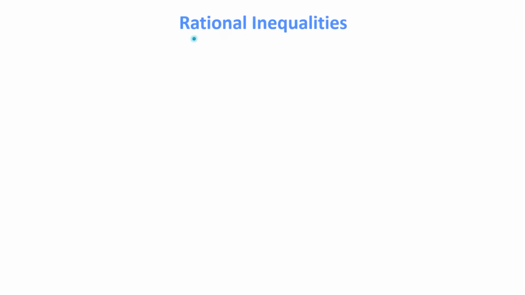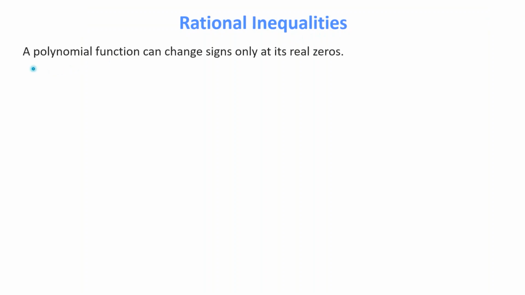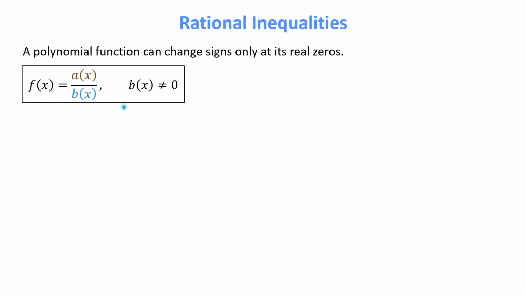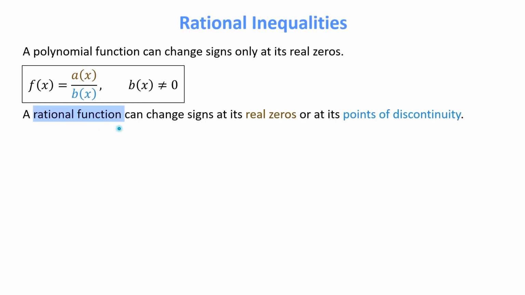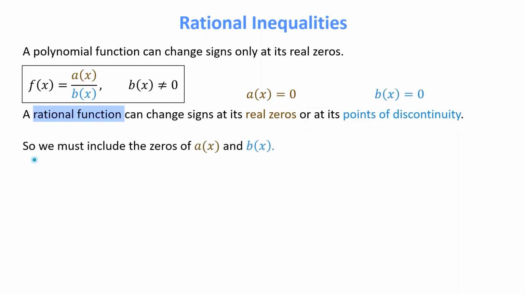So moving on to rational inequalities, if you can remember, a polynomial function can change signs only at its real zeros. So what we have here is a rational function where f of x is equal to a polynomial a of x over the polynomial b of x, where b of x, which is in the denominator, cannot equal 0. So a rational function can change signs at its real zeros, where a of x equals 0, or at its points of discontinuity, where b of x equals 0. So it's important that we include the zeros of a of x and b of x.